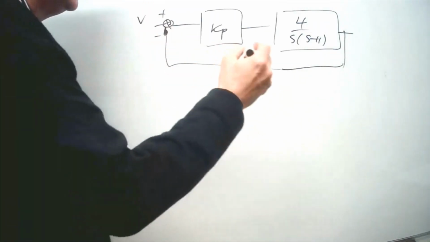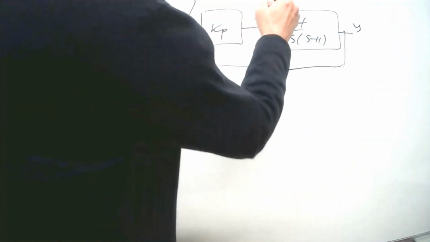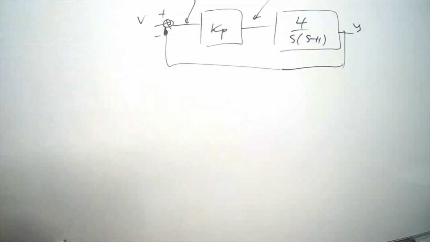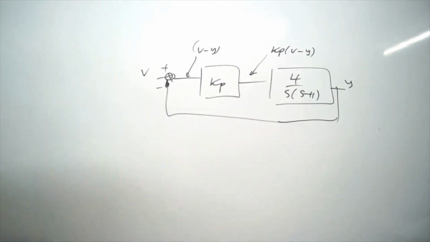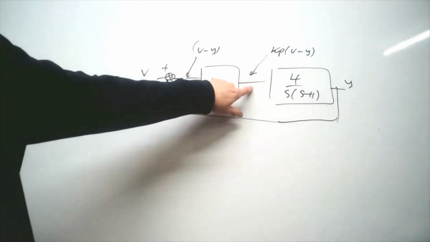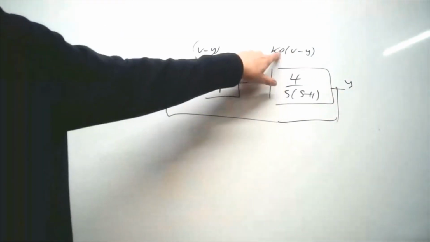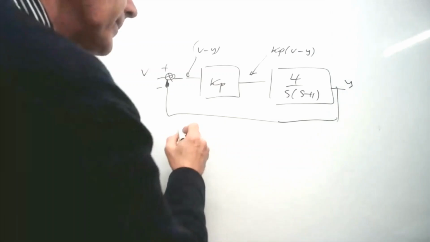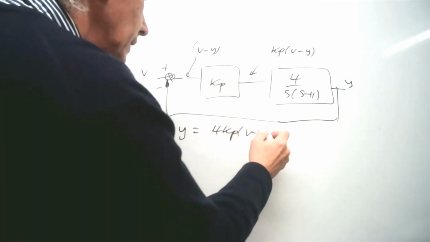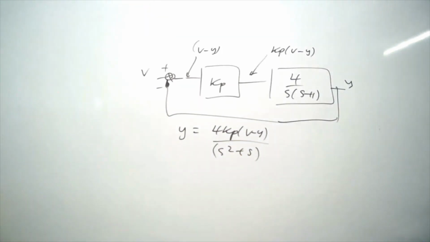and put some labels on, V and Y. So that's going to be V minus Y, and that's going to be KP V minus Y. So this signal here will be V minus Y, and this one here will be this times this, KP V minus Y. And then we said that Y is this times this to get our little equation. So Y will be given by 4 KP V minus Y over S squared plus S.